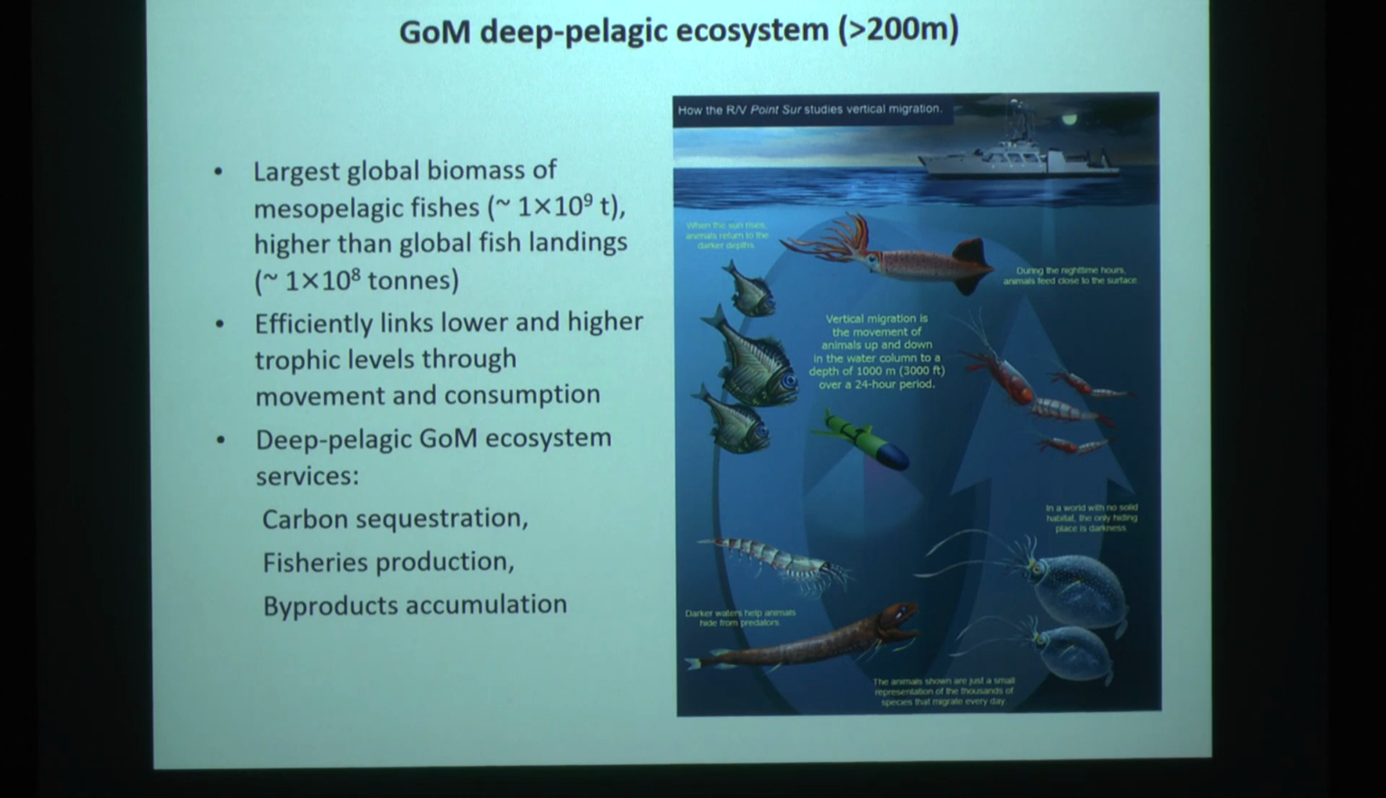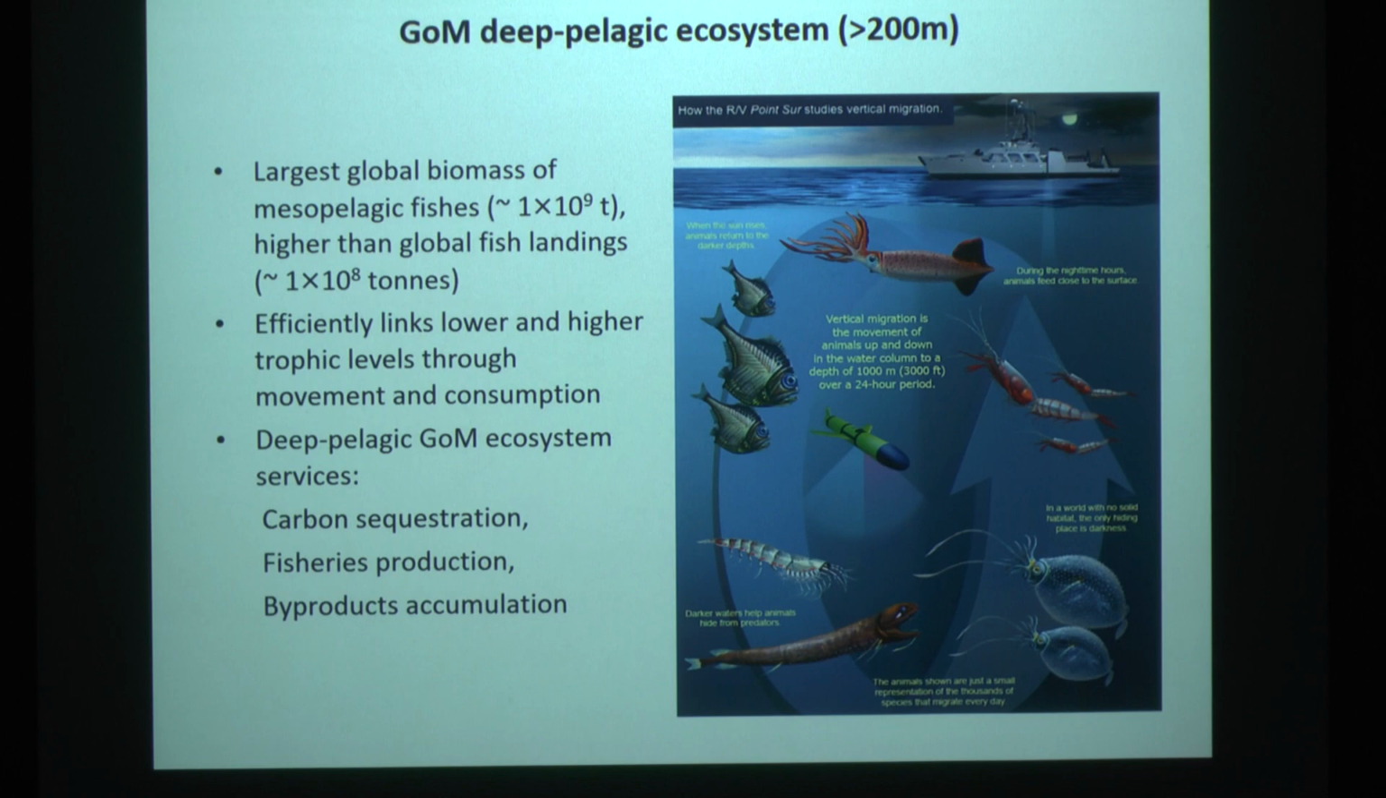And if you see in this diagram, there's this arrow here, which is representing vertical migration that occurs in these animals. Not all of them, but most of these animals move every day. They move during the night to the surface waters to eat, and then during the day they go down. And with that, they have a lot of dynamics and interaction with animals that only live in the surface or only live in the bottom. So specifically for the deep pelagic Gulf of Mexico, they have also been demonstrated to be very important for carbon sequestration, fisheries production, and even bioproducts accumulation.